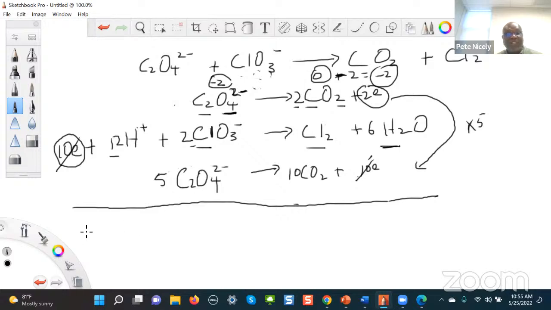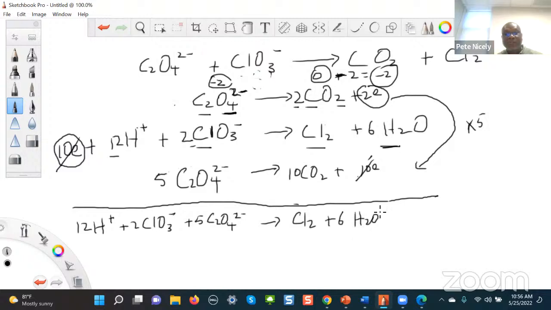So all we have to do now is write down what is left, which would be 12H plus 2ClO3 minus plus 5C2O4 2 minus. And then on the right side, we have Cl2 plus 6H2O plus 10 CO2. And that should be the final answer.